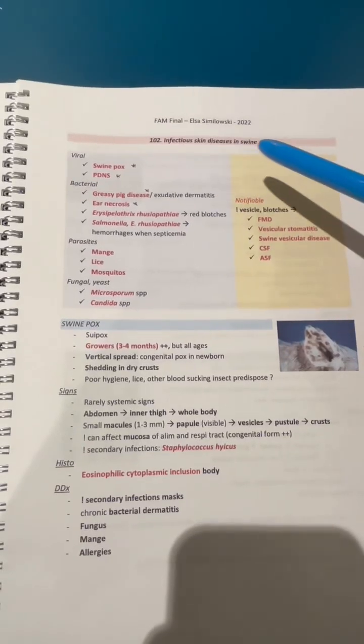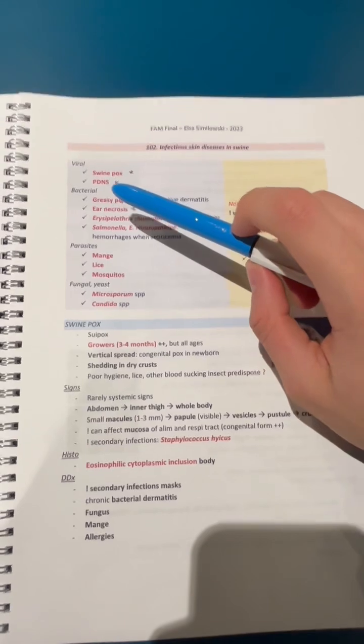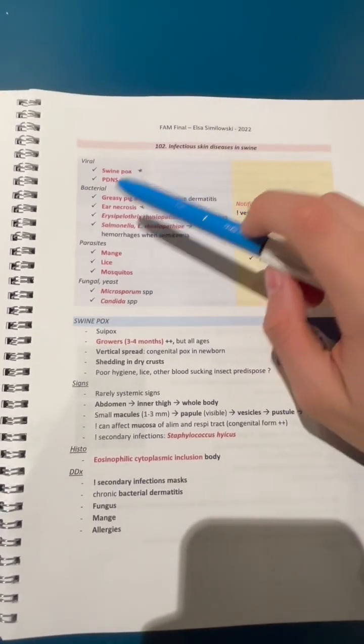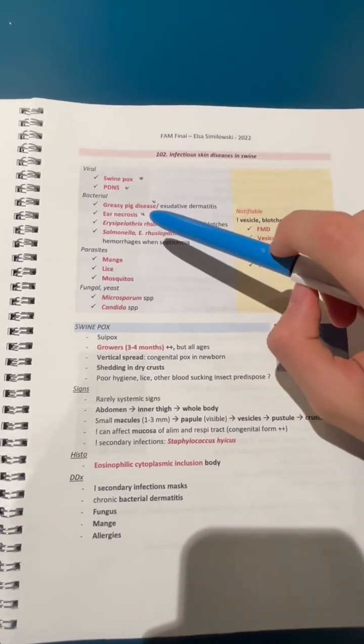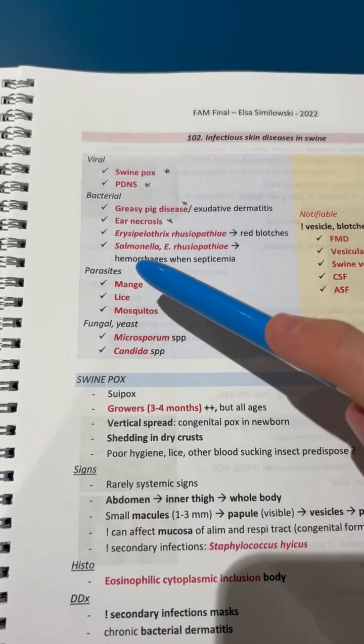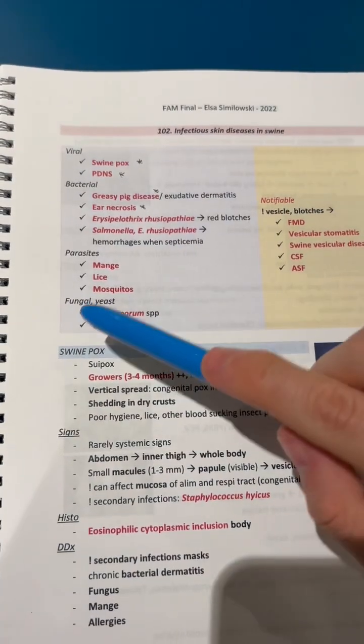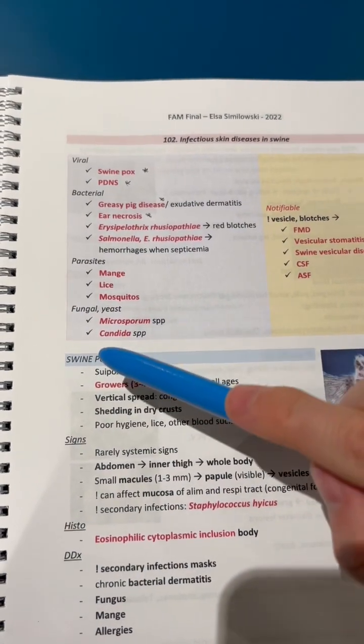Infectious skin disease in swine. Viral diseases are swinepox and porcine dermatitis nephropathy syndrome. Bacterial diseases are greasy pig disease and ear necrosis, as well as Erysipelothrix rhusiopathiae and Salmonella. The parasites are mange, lice, mosquitoes. The fungal causing diseases are Microsporum and Candida.